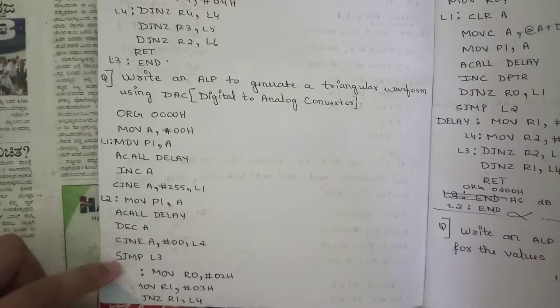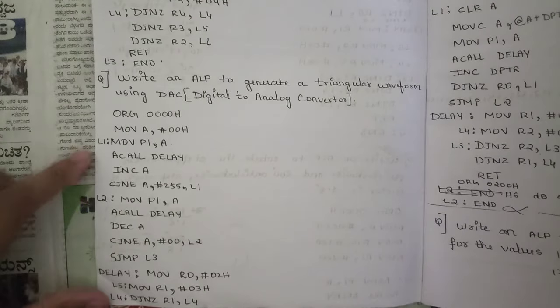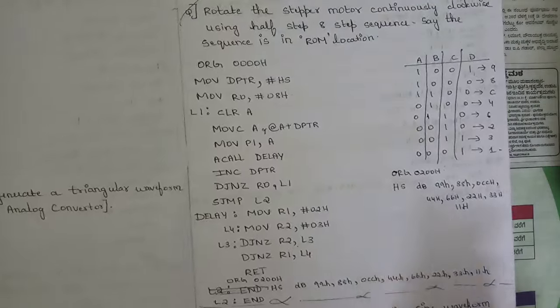Okay, so this one program is an ALP to generate a triangular waveform. If you want, you can note it down. I'm not going to explain it all, so please pause the video and refer to it and note it down for the ALP to generate a triangular wave.